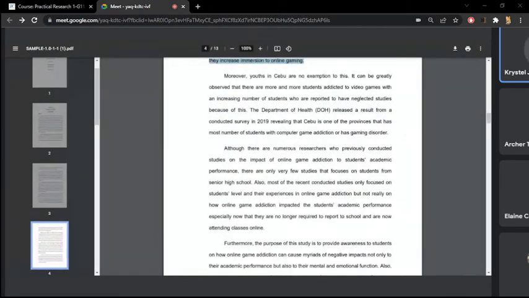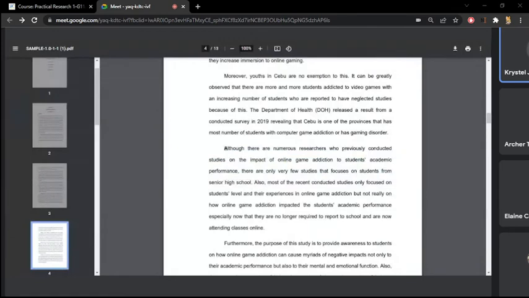Next, although there are numerous researchers who previously conducted studies on the impact of online game addiction on students' academic performance, there are only very few studies that focus on senior high school students. So, what do you think this part is? What element in your rationale is this? Research gap. Very good. This is the research gap.